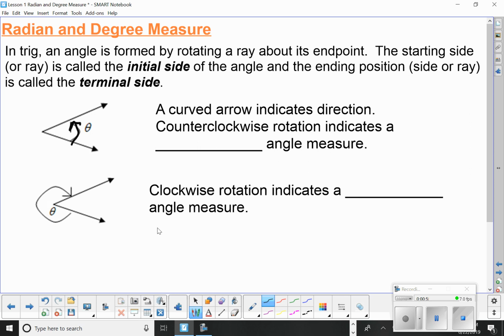A curved arrow indicates direction. Counterclockwise is positive. So if we start here and we're going counterclockwise, it's a positive angle. On the other hand, clockwise, this is our initial side, and we go to here, and this is our angle. We call it theta. That is a negative angle measure. Theta is a Greek letter. It does not stand for T, it's just theta, and it's what is typically used to indicate angles.